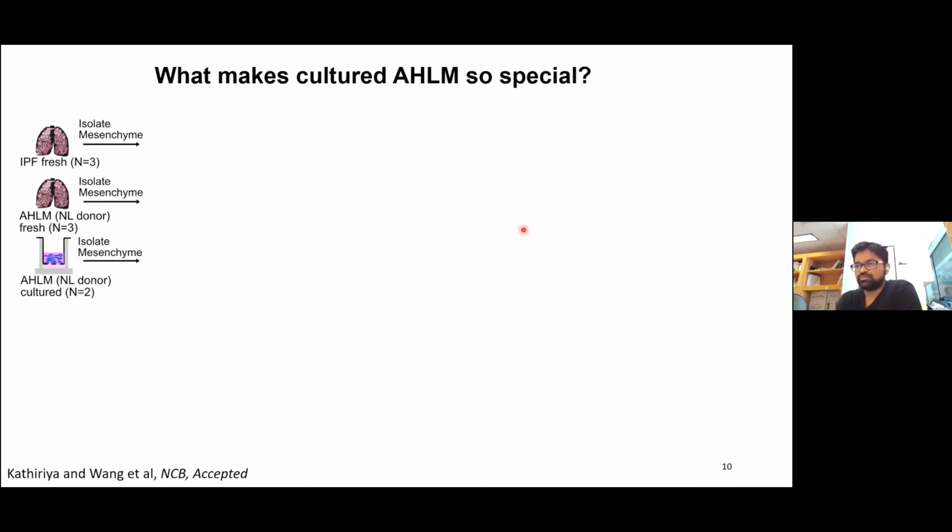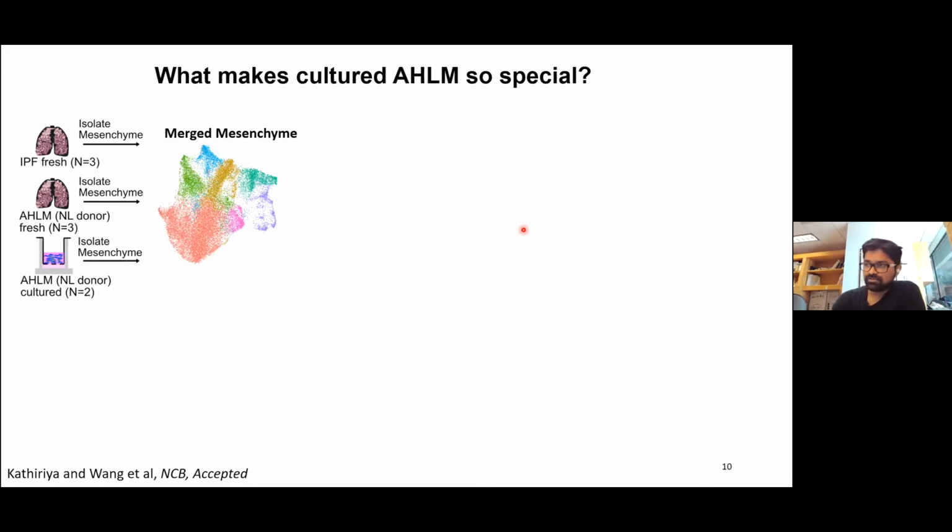To answer that question, we looked at the isolated mesenchyme from IPF lungs, so freshly sorted from IPF lung. Then we also isolated mesenchyme from a normal donor lung, never seen any culture, directly off the sort. And then the third group of cells that we looked at was the cultured AHLM that we know promotes the type 2 transdifferentiation into basal cells.